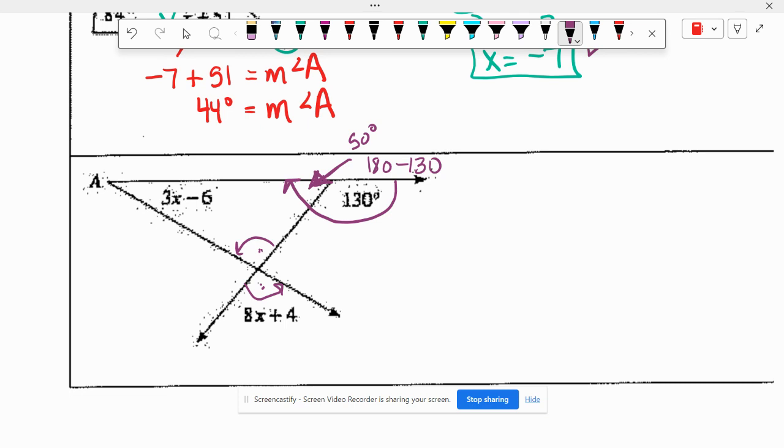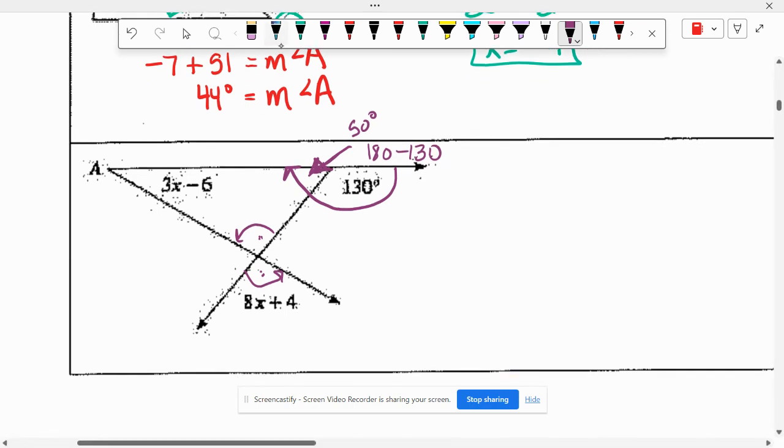Didn't we talk about vertical angles yesterday? Yeah. So vertical angles are congruent. I know I said that in your video. Vertical angles are congruent. So if this side here is 8x plus 4, then this is also 8x plus 4.